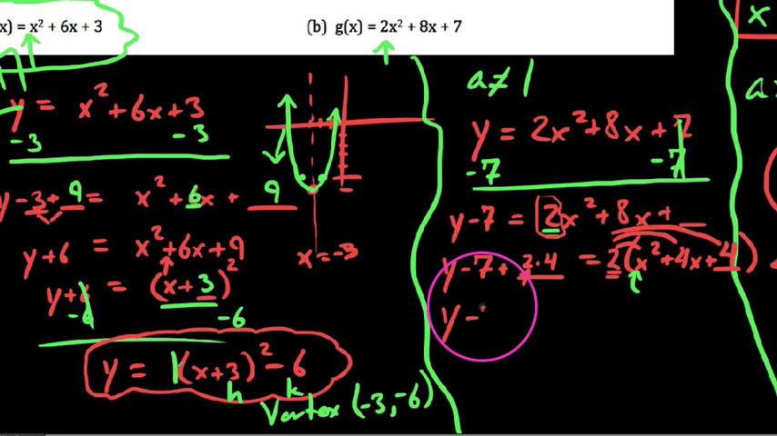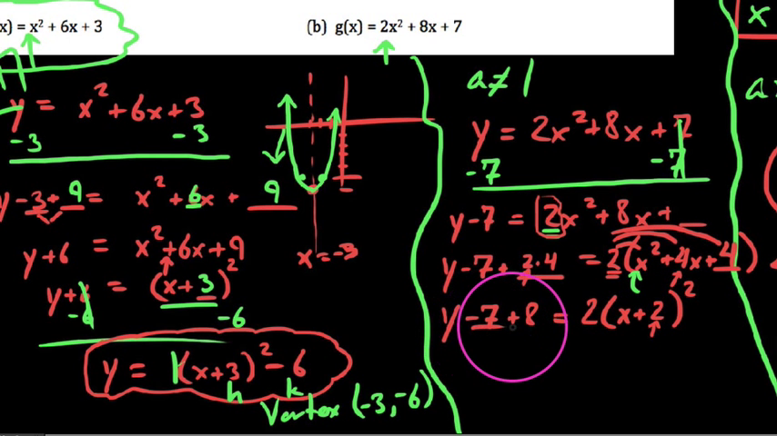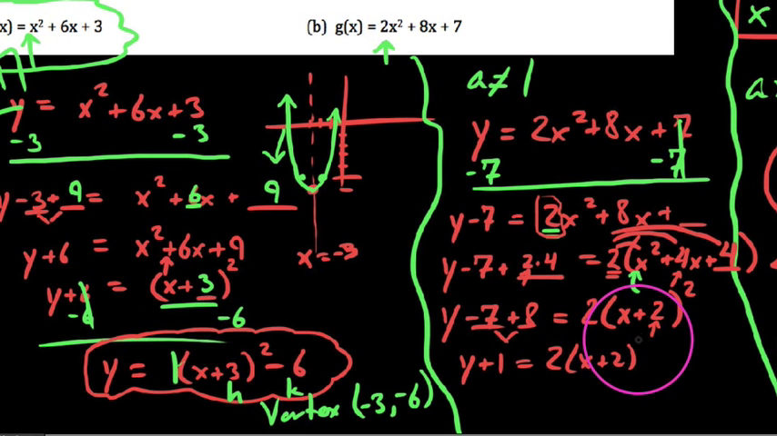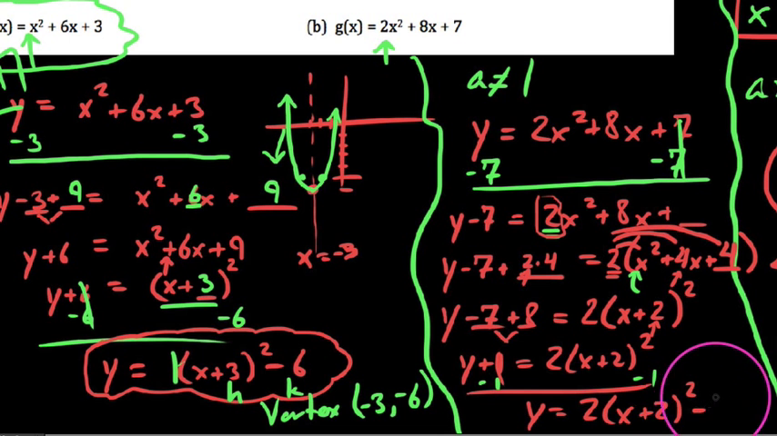What this yields is this. On the left, we have y minus 7 plus 8. On the right side, we have 2, and this factors down into our perfect square binomial of x plus 2, because half the middle term in this instance was 2. Now we can combine like terms, which come out to positive 1. So y plus 1 is 2 times the quantity x plus 2 squared. Then subtract that 1 back over to the right side, and we get y equals 2 times (x plus 2) squared minus 1.